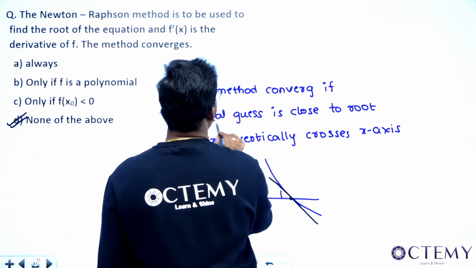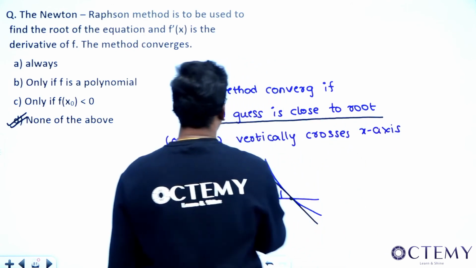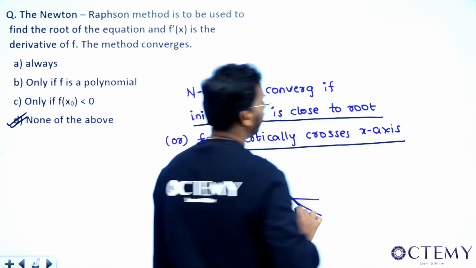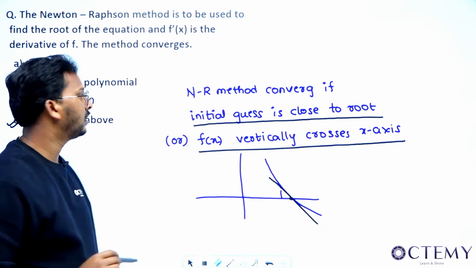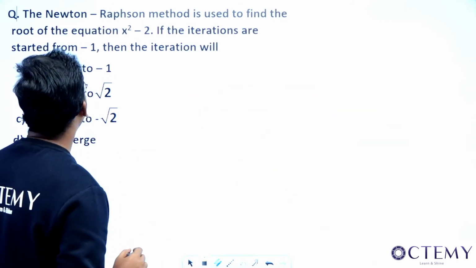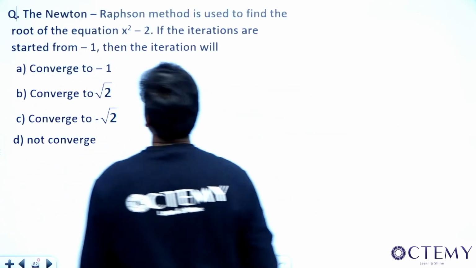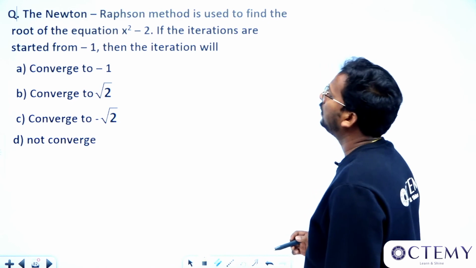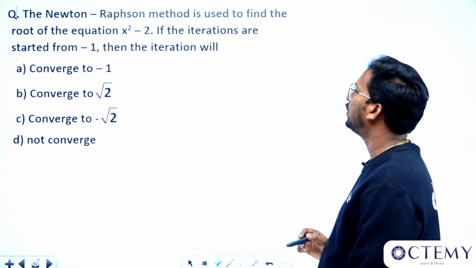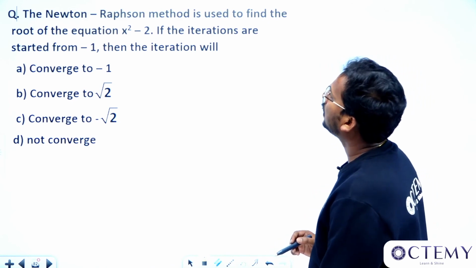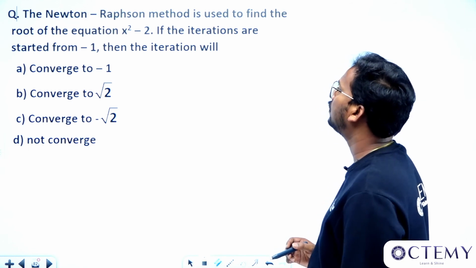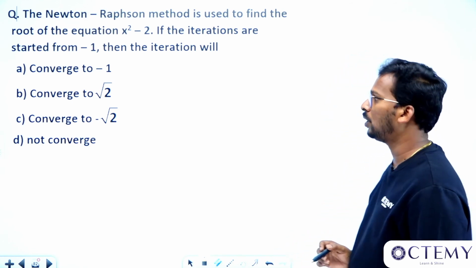So you remember, sir, initial guess should be close to the root, or f of x should be vertically crossing the x-axis. You can remember these points. Very good, sir. If I go to the next question, see what is he asking in the next question. In the next question, he is saying that the Newton-Raphson method is used to find the root of the equation x square minus 2. If the iterations are started from minus 1, then the iteration will converge to minus 1, root 2, minus root 2, not converge.